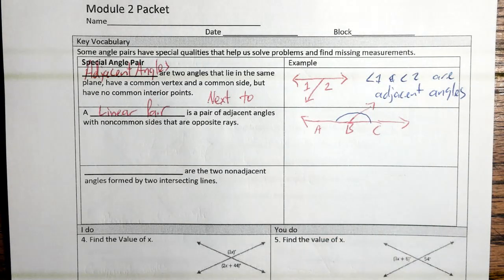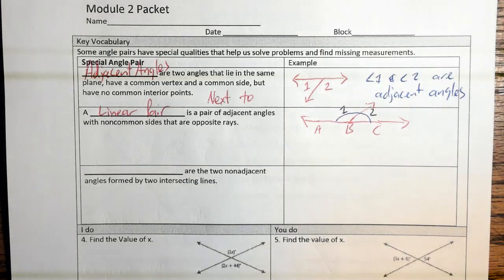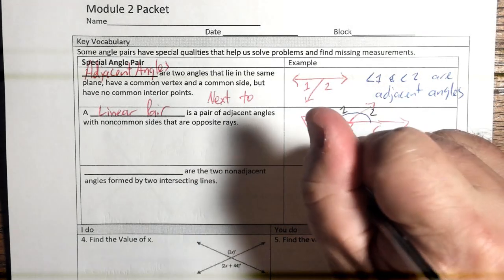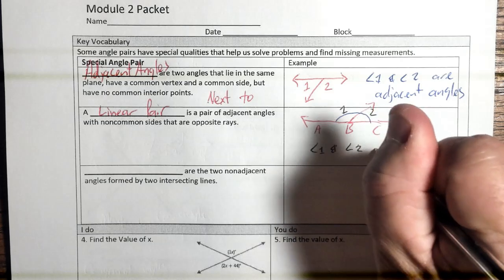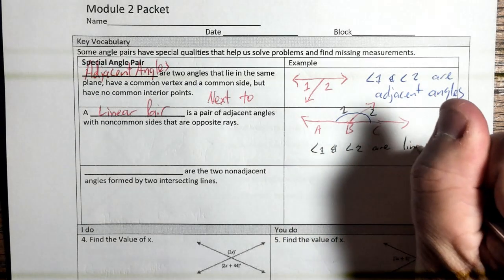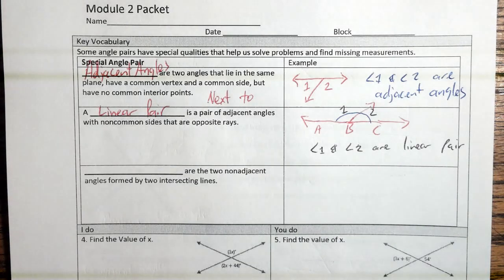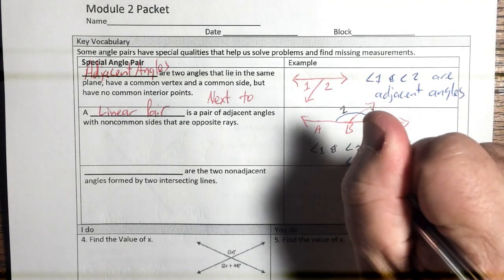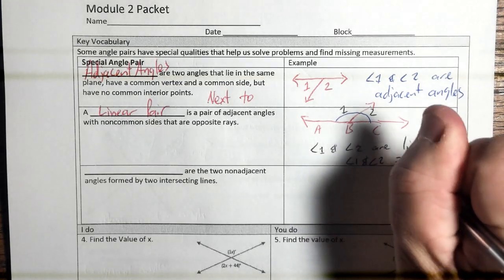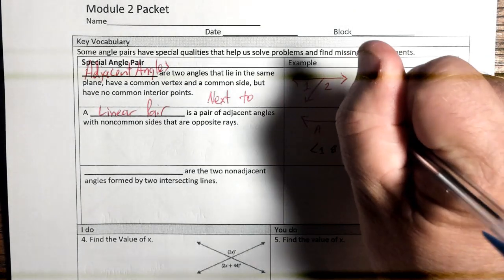So if these two, let's call them angle 1 and angle 2, are a linear pair. Notice that's on a straight line. But either way, angle 1 and angle 2 are going to equal 180 degrees. That's what this whole thing here is, 180.